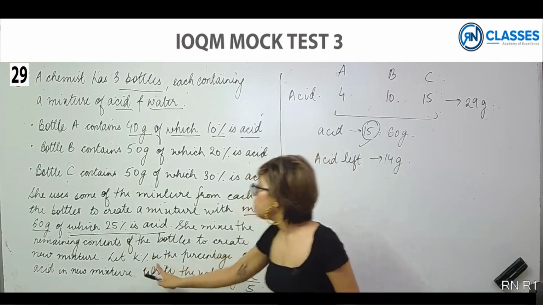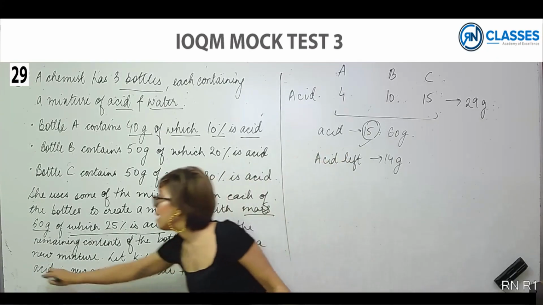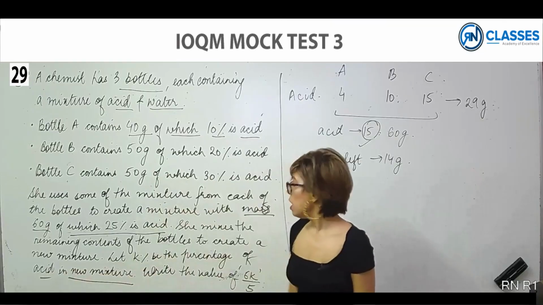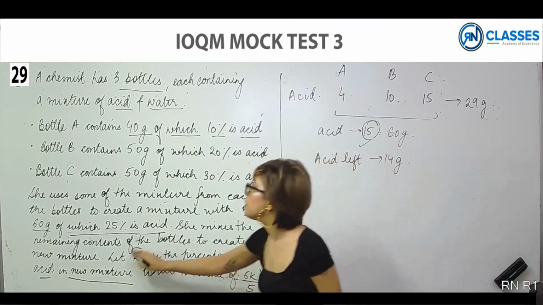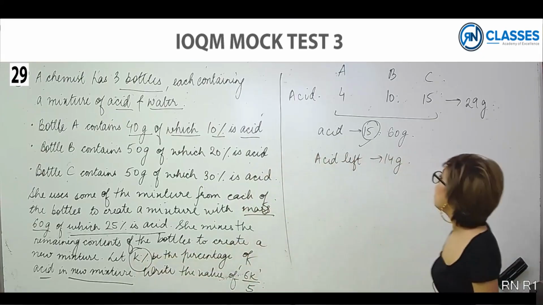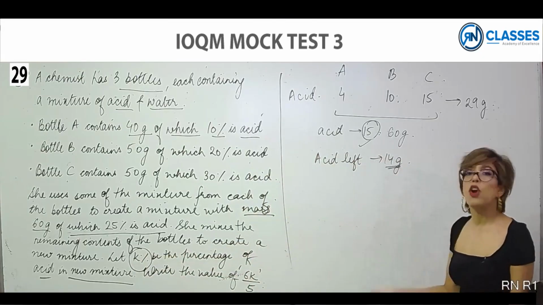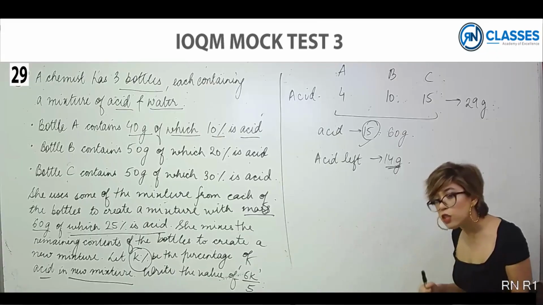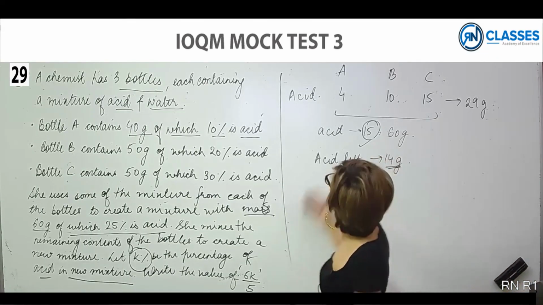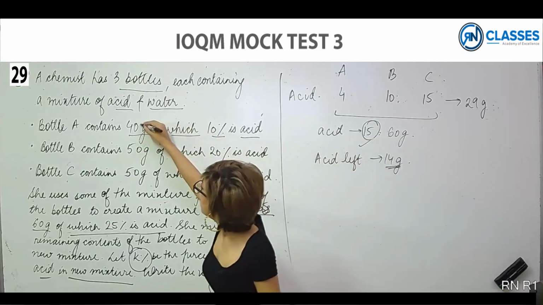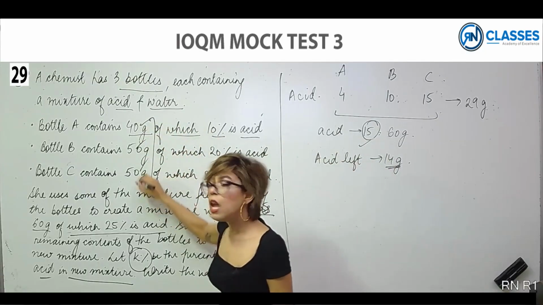Alright. Let K percent be the percentage of acid in the new mixture. Then write the value of 6K by 5. So I need to find out the acid percentage basically, right? Now acid left is this much. In order to evaluate acid percentage, I need to know how much mixture is there. Now, out of this, how much did she have? She had 140 grams, right?